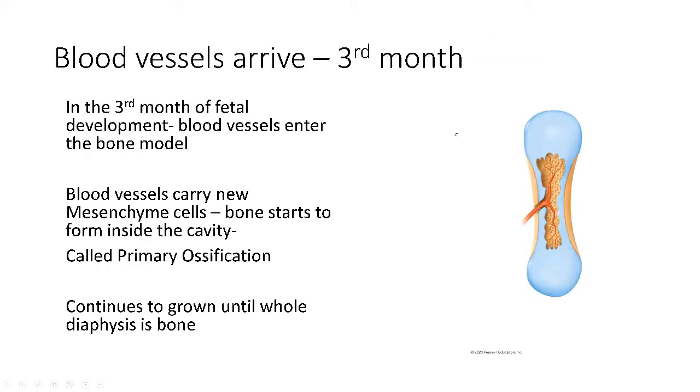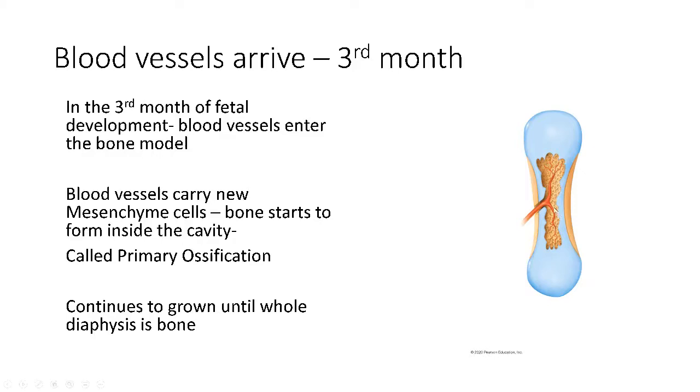Now, this is about month 3. So we're looking at week 12 to 14 now. The blood vessels enter. They have their own drawing of the artery. And we start to see that the bone starts to lay on the inside of the marrow cavity, and it's going to grow from the inside towards that bone cavity because this is mesenchyme coming in and becoming bone.